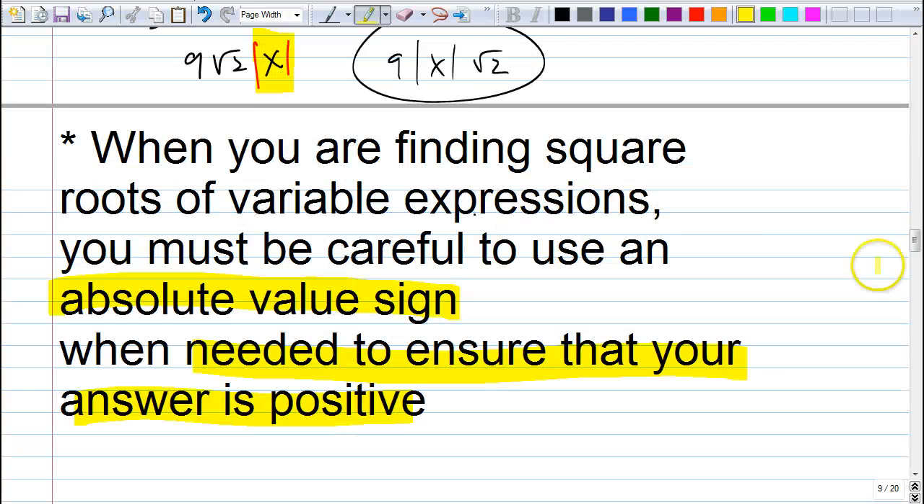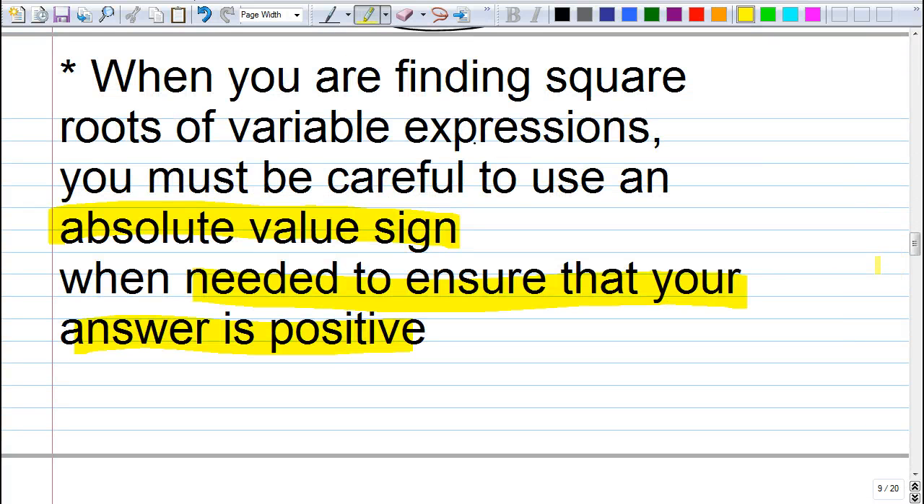Okay, here we go. Before we get going, I want you to write this down. When you are finding square roots of variable expressions, you must be careful to use an absolute value sign when needed to ensure that your answer is positive. So that's why we need the absolute value sign. Go ahead and write this down, and we'll do some examples.